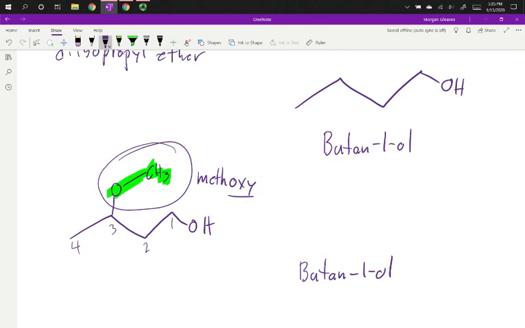So if your ether is a subgroup, it does have a suffix. It is oxy. And so you would say, how long is my carbon chain? Oh, it's 1 carbon. So that is a 1 carbon ether subgroup. And so that then goes in front. It is a 3-methoxybutan-1-ol. And so ethers can be subgroups.